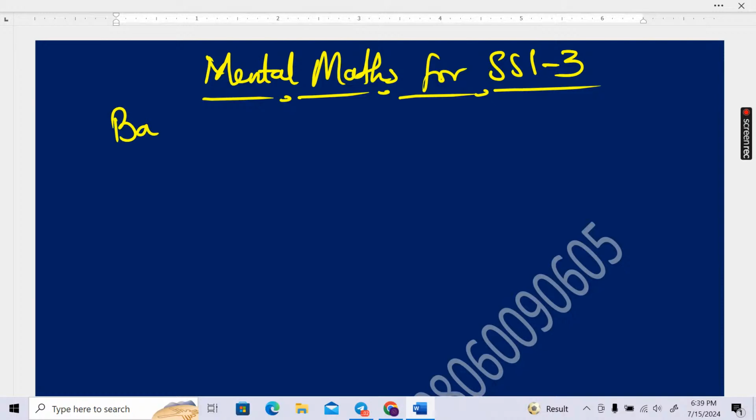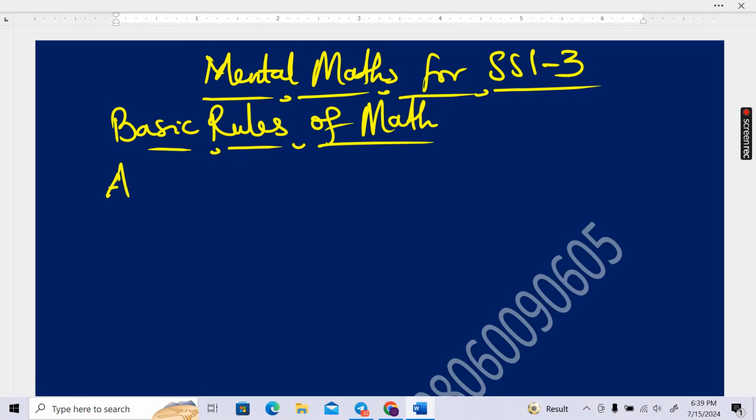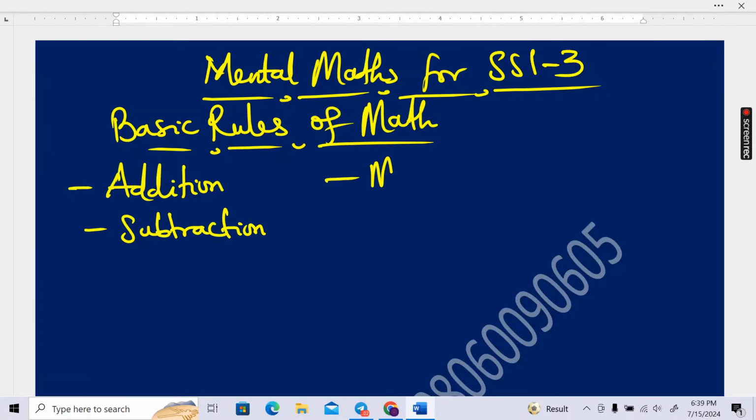These are the four basic rules of math. We have the addition, subtraction, multiplication, and we have division. On these four basic rules rest all other concepts in maths.